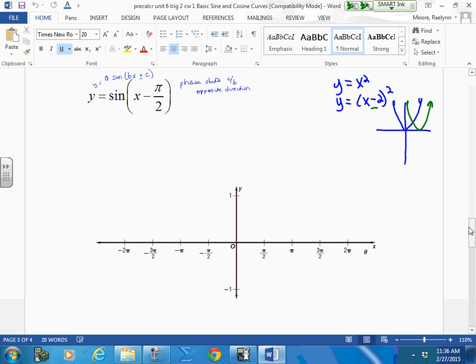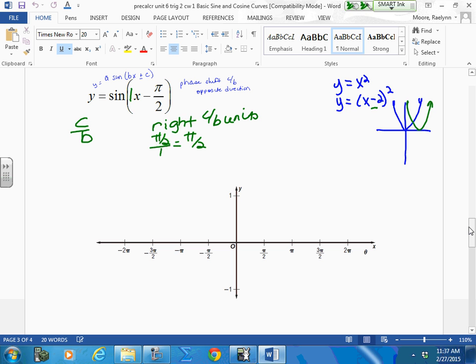And your formula for your phase shift is C over B. B is this guy right here. It happens to be a 1. And it moves the same way as the old ones did. If it's a negative, it moves to the right. If it's a positive and a plus sign, it's moving to the left. So I'm a negative, I'm going to move to the right, C over B units. So here's my C, pi over 2 over 1, which is a shift of 90 degrees to the right.